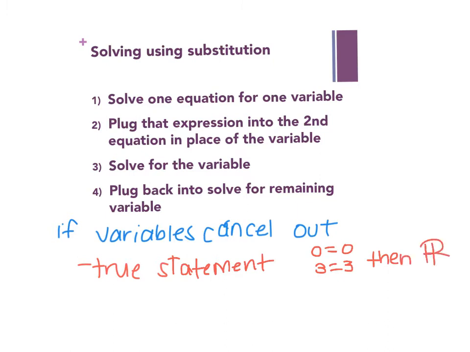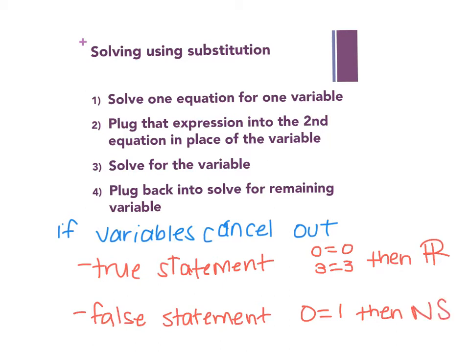And you can either write out the words "all real numbers," or you can give me that fancier R, just like an R with an extra line. If what's left is a false statement, like 0 equals 1, or 3 equals 5, or 7 equals 8, something like that, then it's no solution. So this is going to happen with substitution, and you'll see it with elimination too.